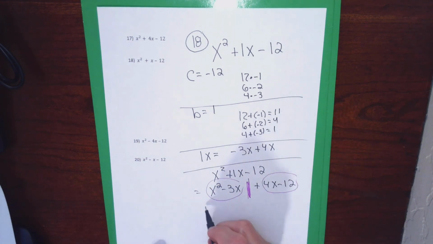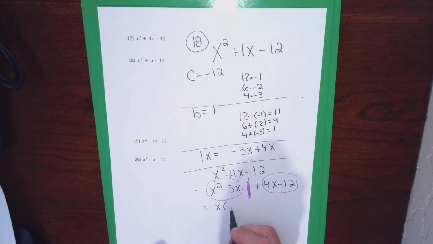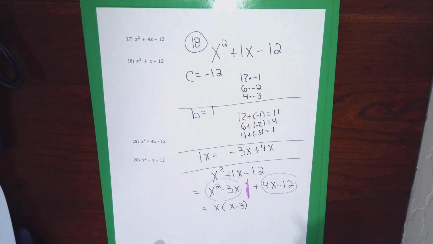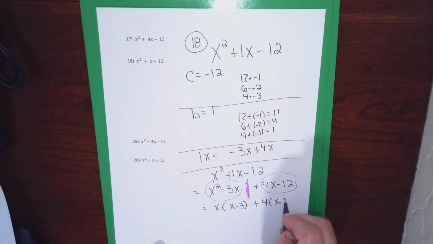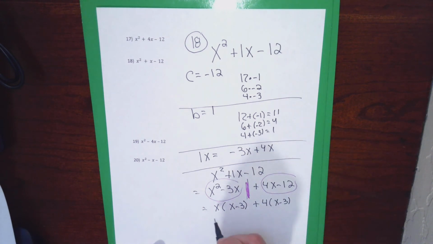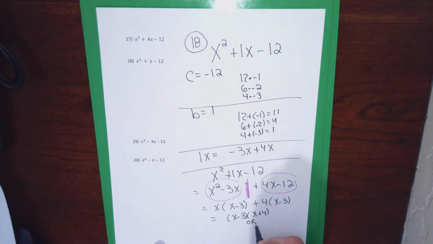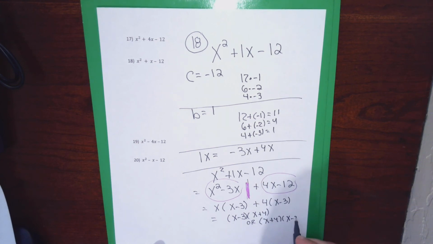My first pair, I'm going to pull out a common factor of an x and be left with an x minus 3. First factoring of x squared minus 3x, I factor out an x, and I'm left with an x minus 3. The second factoring of 4x minus 12, I factor out a 4, and I'm left with an x minus 3. And that allows me to write an answer in 2 separate ways, either x minus 3 times x plus 4, or equally correct, x plus 4 times x minus 3.